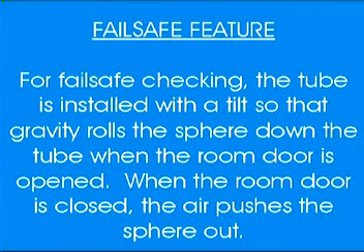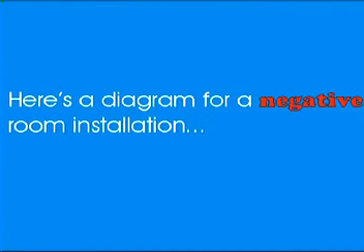In order to check the operation of the unit, there's a fail-safe feature. For fail-safe checking, the tube is installed with a tilt, not horizontal, so that gravity rolls the sphere down the tube when the room door is opened. When the room door is closed, the air pushes the sphere out.